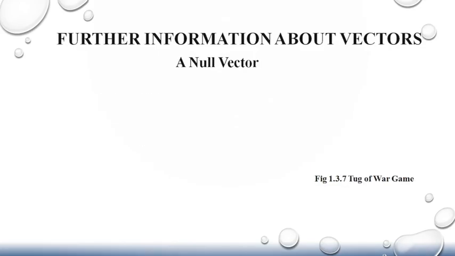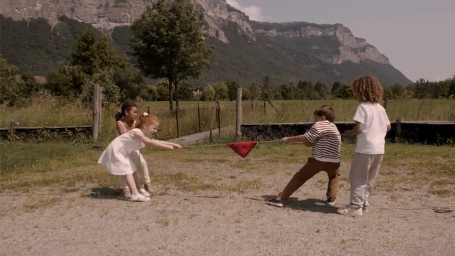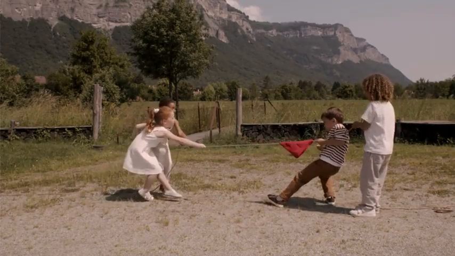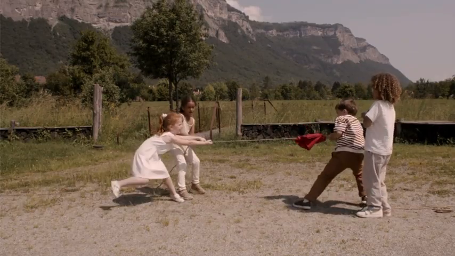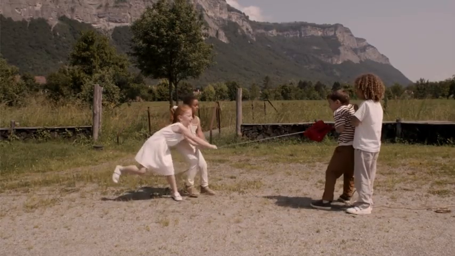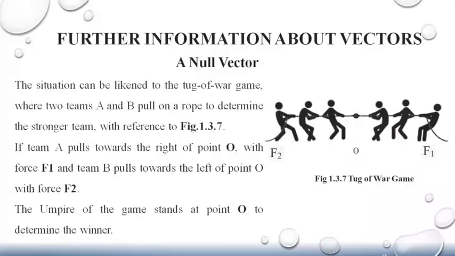The situation can be likened to the tug-of-war game, where two teams, A and B, pull on a rope to determine the stronger team with reference to figure 137. If team A pulls towards the right of point A with F1 and team B pulls towards the left of point A with force F2, the umpire of the game stands at point O to determine the winner.